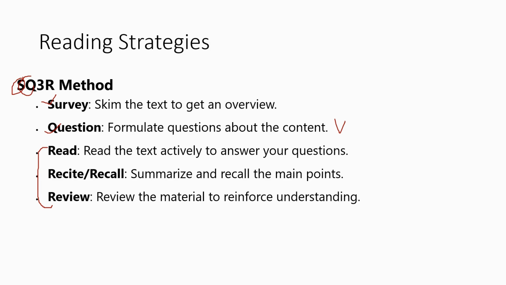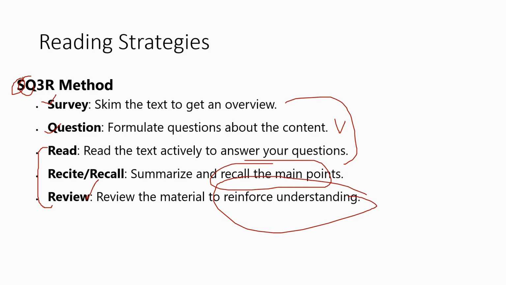Next one is read the text actively to answer the questions. You read the text with a question in mind and try to find the answers present in the text. Next one, recite or recall. Summarize and recall the main points. After doing these three, you recall the main points. And the last one is review. Review means to reinforce understanding. You connect these points that you have recalled and understand the purpose of this text. This is known as SQ3R.